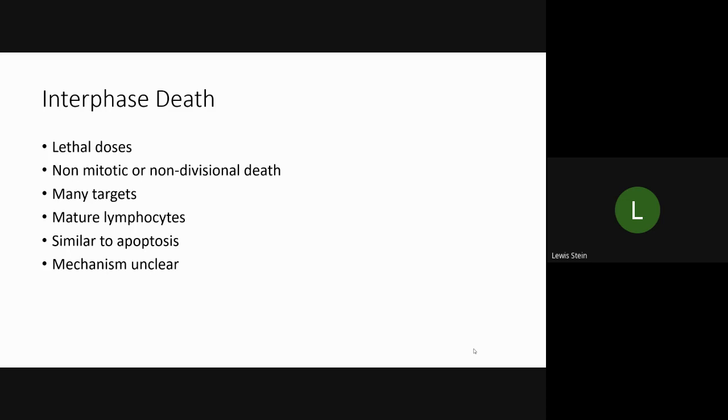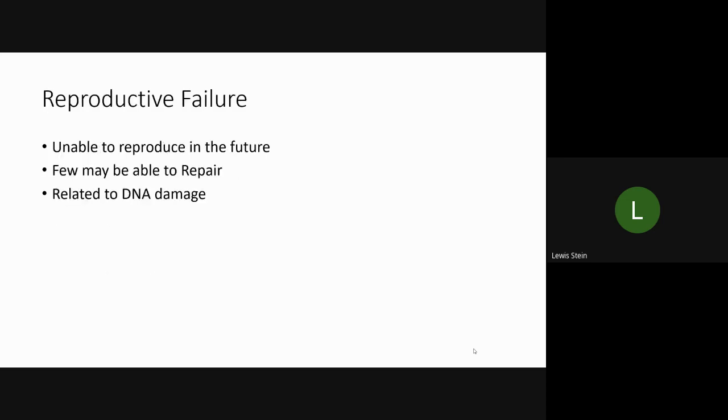So it's kind of like apoptosis. We really don't understand the mechanism. Apoptosis is called programmed cell death. The classic example is a tadpole losing its tail as it becomes a frog. Cells are, based on your genetic program, designed to expire, and very often that's part of the growth and development process. So that's the first one of these, interphase death.